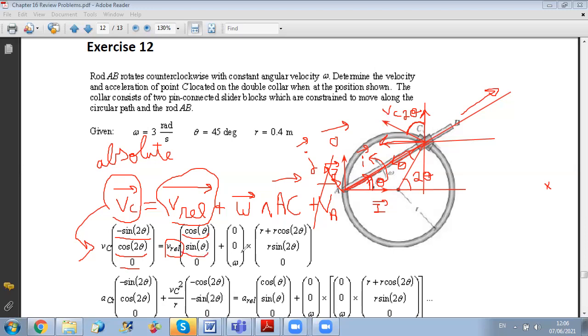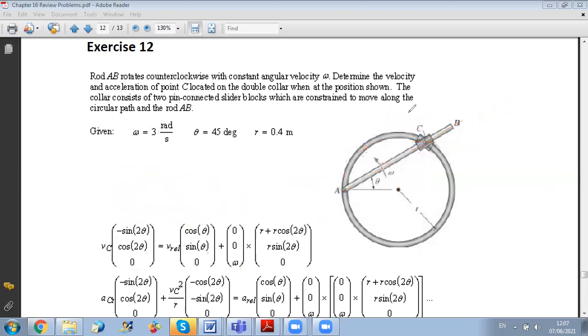Now, plus omega vectorial AC. Concerning omega, omega is given, it's counterclockwise, so it's positive, and it has only a component along k, so it's plus 3k vectorial. That's why, if you notice here, 0 0, because no component along I and j, and omega vectorial vector AC. How to obtain vector AC? AC also can be decomposed into components along I and J.